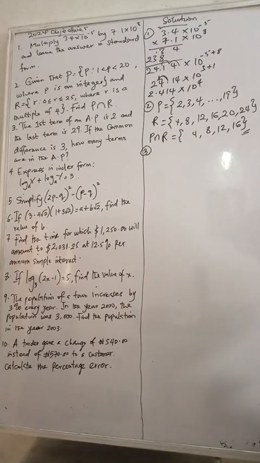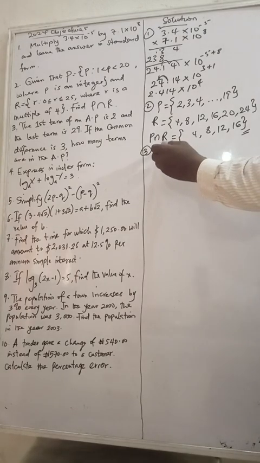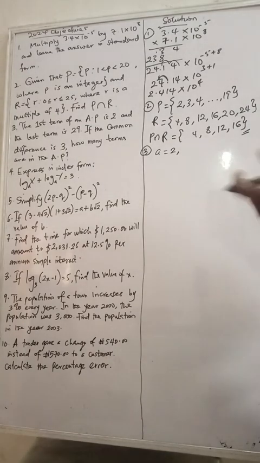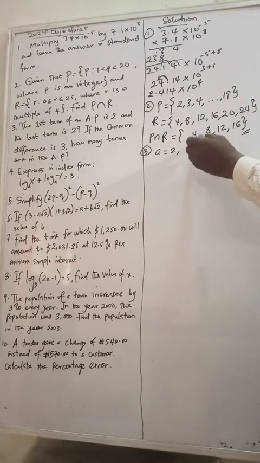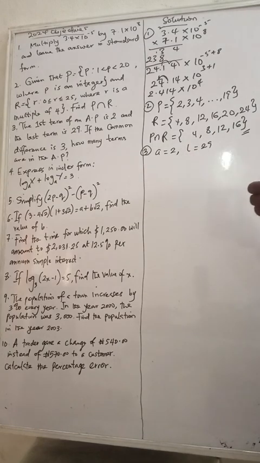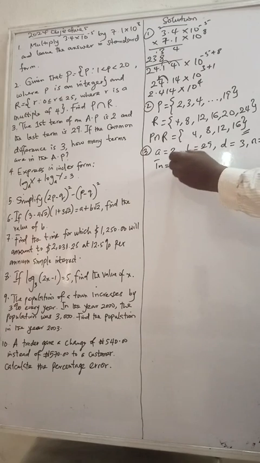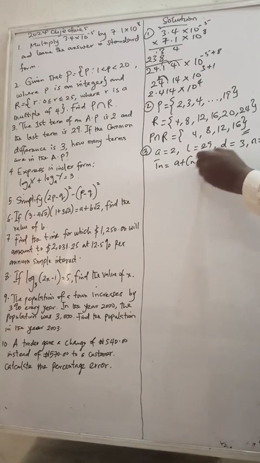Number 3, the first term of an AP is 2. The first term of an AP, we use A to represent it, which is equal to 2. So when you are solving a question like this, you write down the parameters. Then the last term is 29. If the common difference, D, is equal to 3, how many terms are in the AP? So we are looking for n. And normally, the nth term of an AP is equal to A plus n minus 1 D.